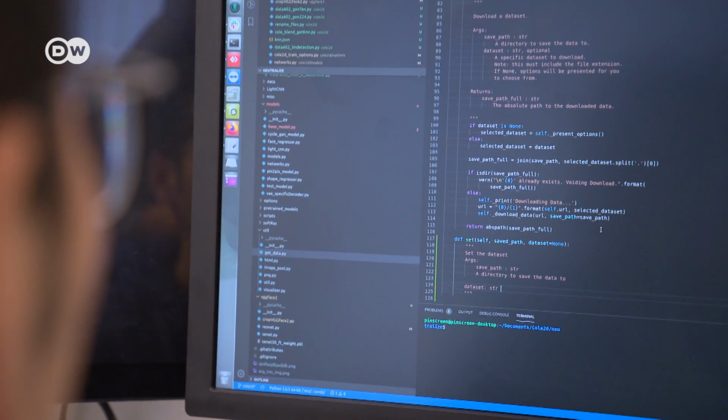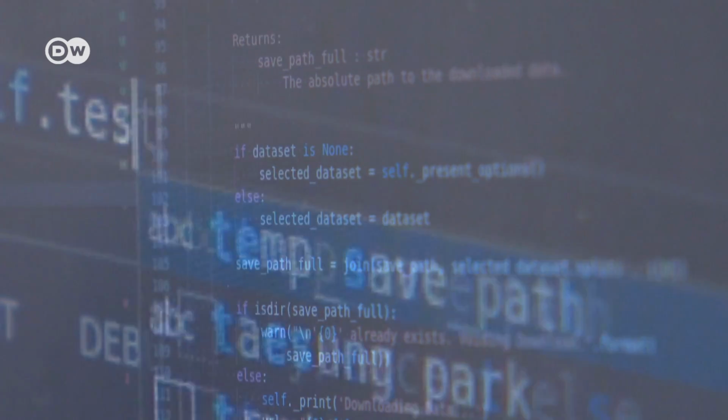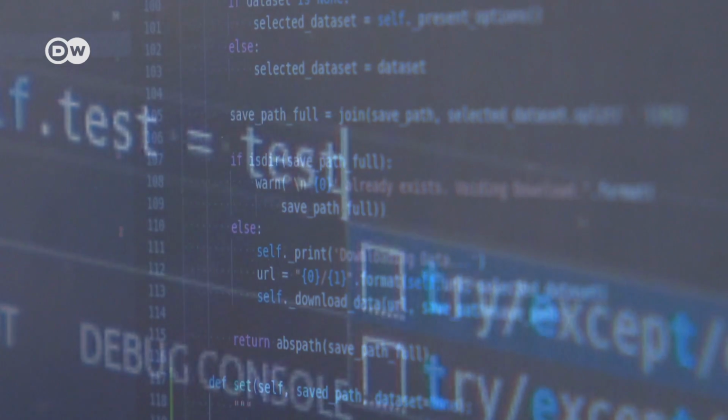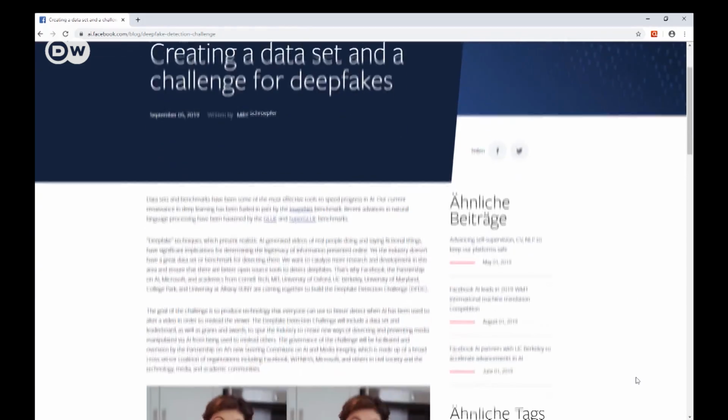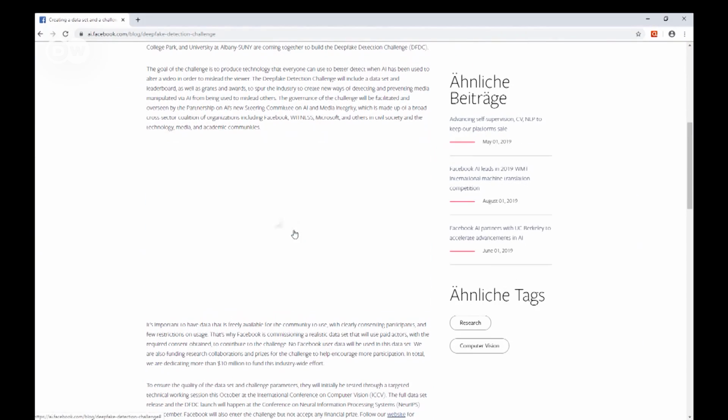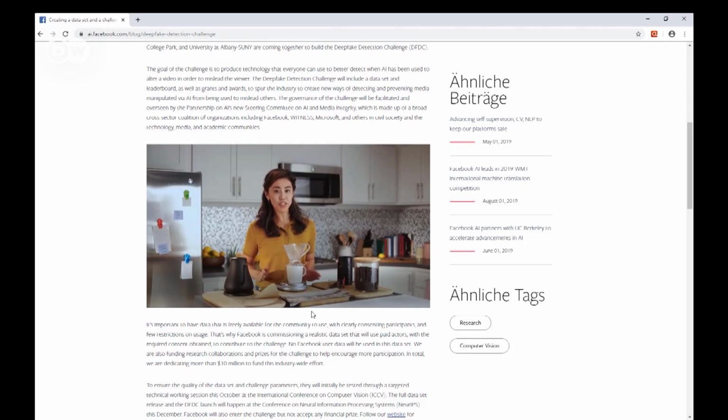But what if there's a perfectly manipulated video of you or me on the internet? How would people know that it's fake? One idea for the future is to include detection tools in the social networks' algorithms. Tech giants like Facebook and Microsoft have released data sets for researchers to work with. But for now, we need to look at the weak spots.